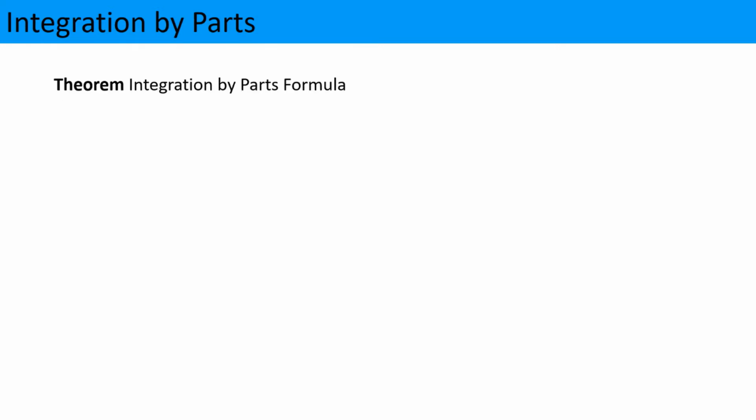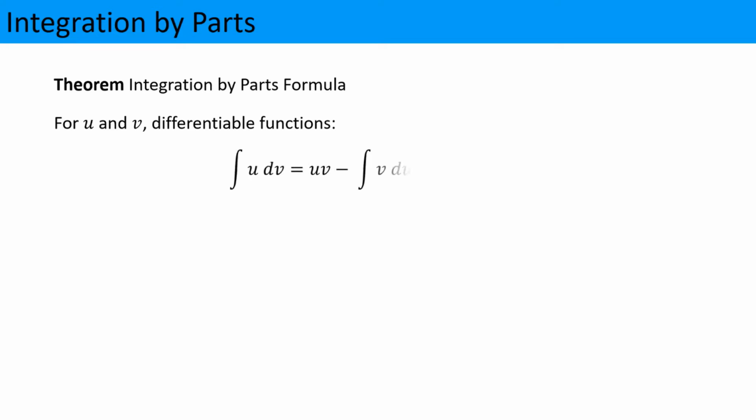Theorem, integration by parts formula. For u and v differentiable functions, the integration by parts formula gives us the integral of u dv is equal to uv minus the integral of v du. Let's make a few observations.